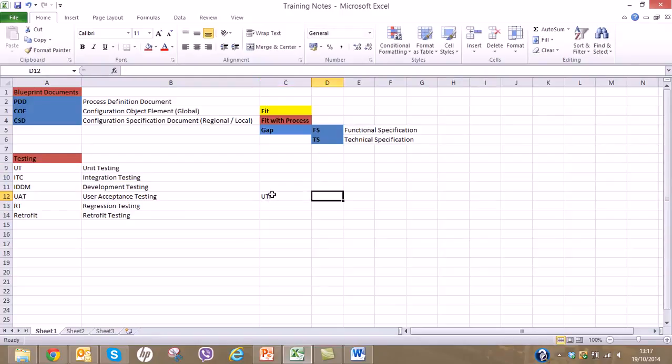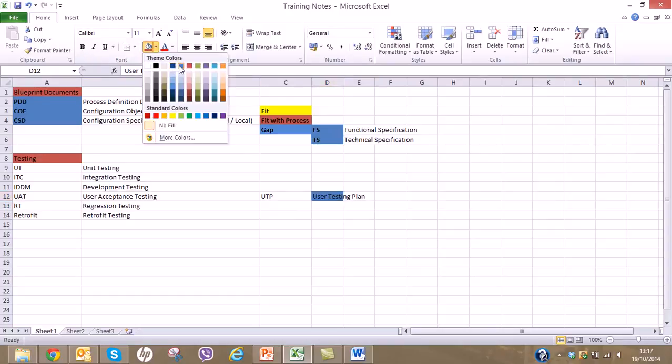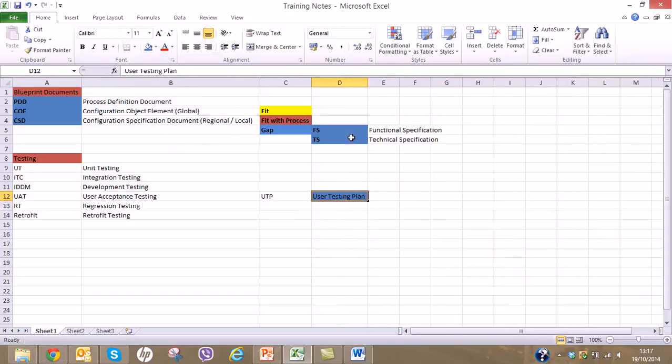Okay, and this is called the unit test plan. This is another type of blueprint, you can say. Sorry, not user, it's actually the unit test plan, and it will be the first one. User acceptance testing, I will explain where you use it.